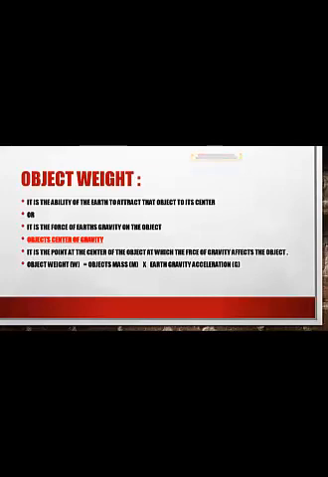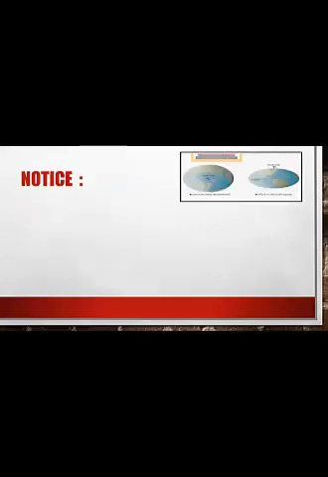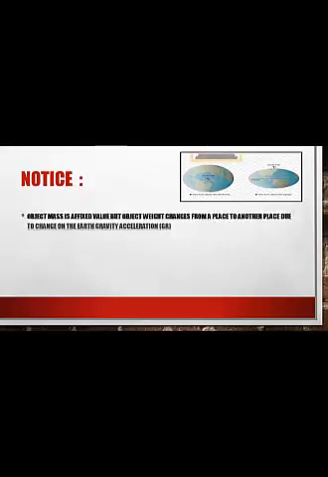So that is a rule to conclude the object weight. Object weight is summarized by W equals object mass m times Earth's gravity acceleration g. Object weight unit is Newton, object mass is in kilogram, and Earth's gravity is equal to 9.8 or 10 meter per second squared. There is a special note. This note is very important.